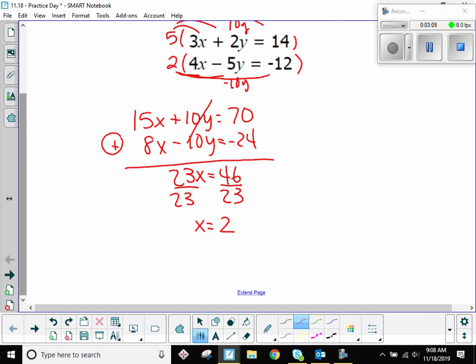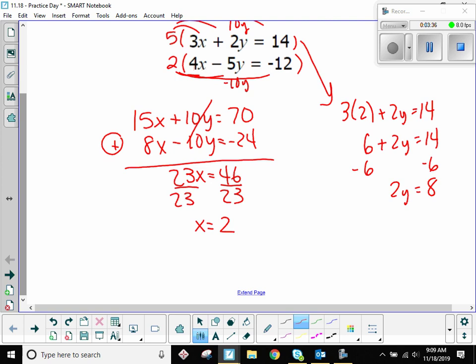How do we find y? Plug into the original equation. Doesn't matter which equation you pick. You can honestly do the other original. So let's go with the first one. 3x plus 2y equals 14. I'm going to put 2 in for x. 6 plus 2y equals 14. Subtract 6. 2y equals 8. Divide by 2. Y equals 4. Why do I not want you to stop right here and just box those? That's exactly right. I want an ordered pair because it's a point of intersection for those two lines.